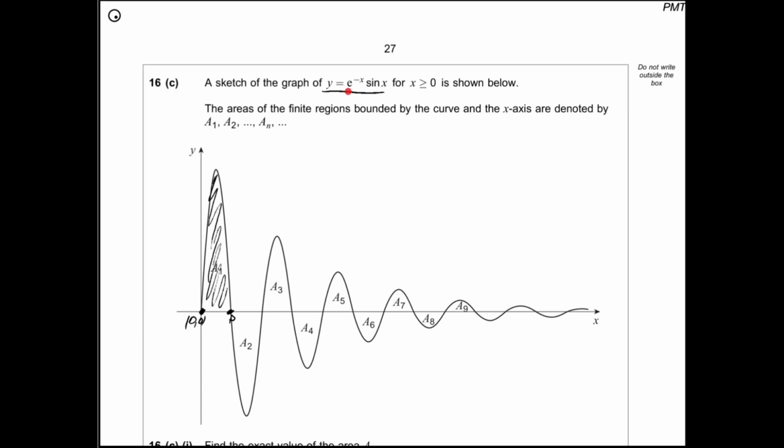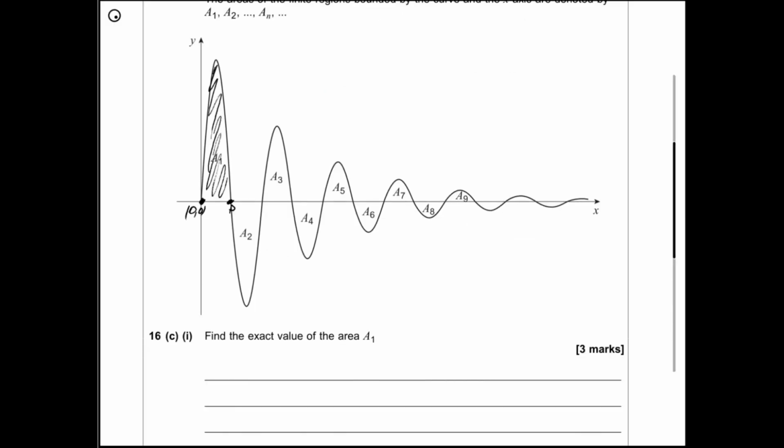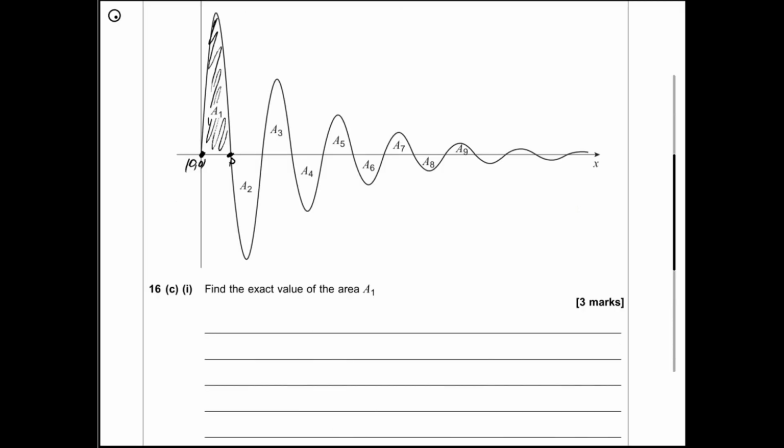So we've got this equation right here, y equals e to the minus x sine x, and the question is asking, find the exact value of the area A1. Given A1 is right here, it's hiding behind my little scribbles. And this graph, I'm not gonna lie, looks a little bit weird. It wiggles, and then the wiggles go smaller. But you don't really have to worry about that. You just have to worry about when y equals 0. So these 2 points right here. So obviously, let's write the equation when y equals 0.